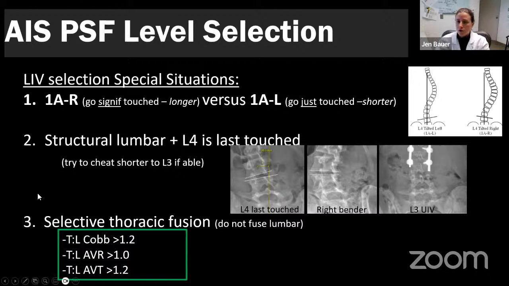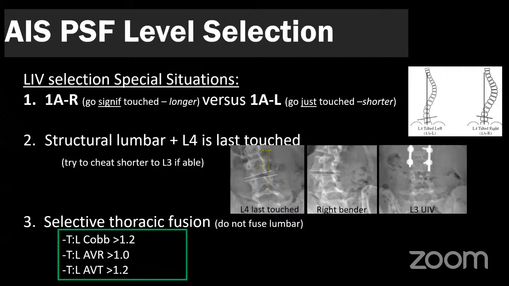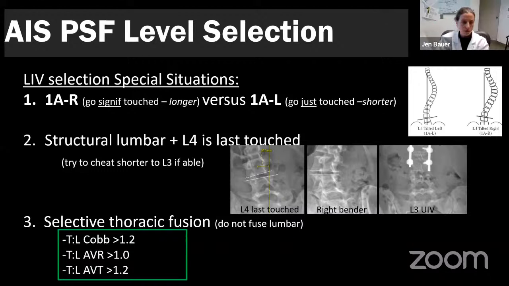Then you have to look at what the ratios are between the size of the thoracic curve and the size of the lumbar curve. Is the Cobb angle of the thoracic curve at least 1.2 times larger than the lumbar curve? Is the apical vertebral rotation, so how those pedicles are rotated, more in the thoracic spine than the lumbar spine? Is the apical vertebral translation, meaning how far away that curve is from the center of the body, more in the thoracic spine than the lumbar spine? For all those reasons, you may be able to leave the lumbar spine alone and do a thoracic curve only.